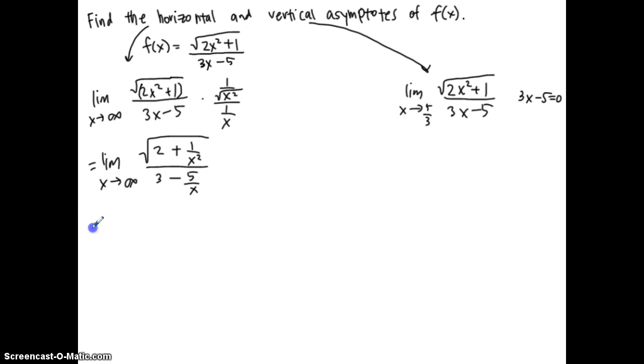Right? So now if you take a look, it looks like this term right here will reach 0. So I get the square root of 2 on top, and this term will reach 0, giving me 3 on bottom. Now I do have to check, so there is a horizontal asymptote at y equals square root of 2 over 3.